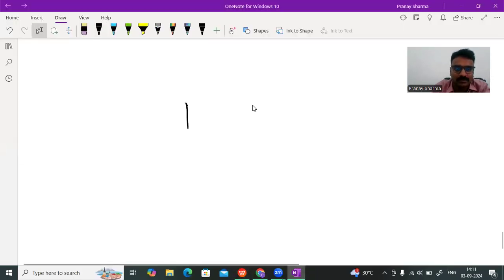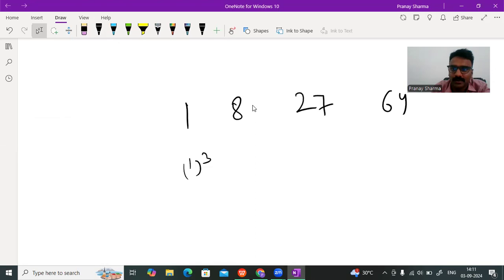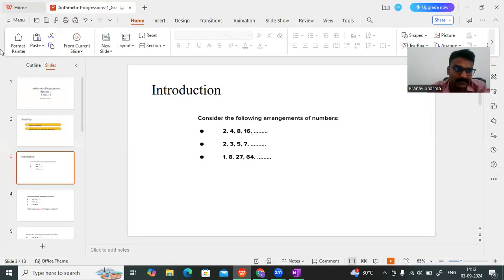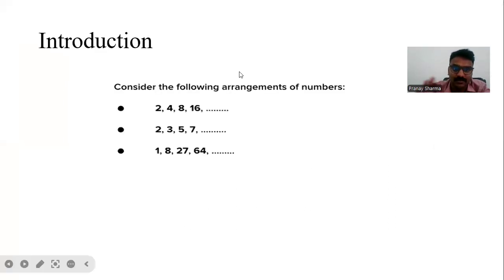Okay. So 1, 8, 27, 64. This will be 1 cube. Cube is when you multiply something by itself 3 times, right? This number, 1 cube. This will be 2 cube: 2 into 2 into 2 is 8. This will be 3 cube: 3 into 3 into 3 is 27. And this will be 4 cube. All right, so there must be some pattern. That is what the sole agenda is.